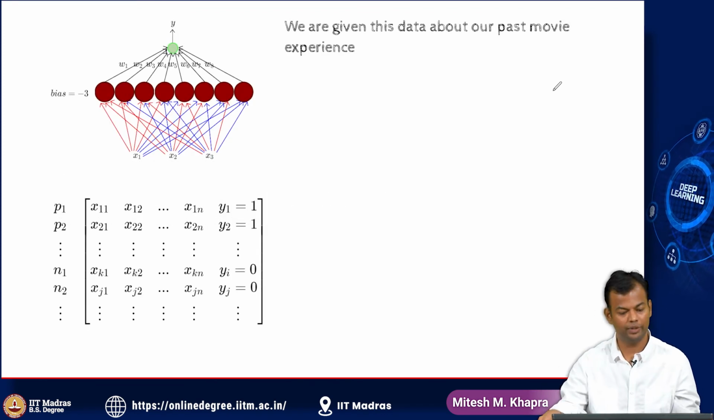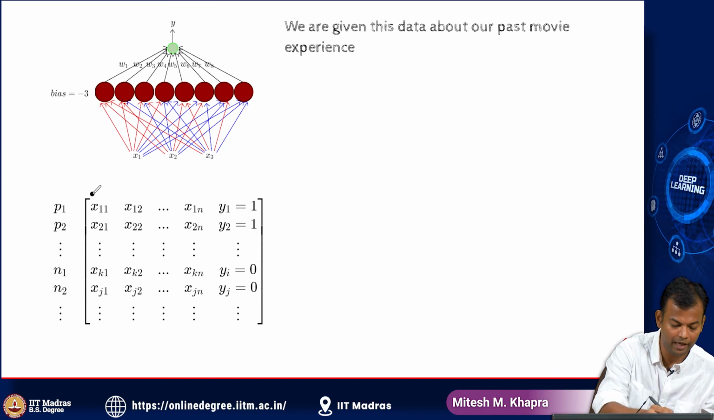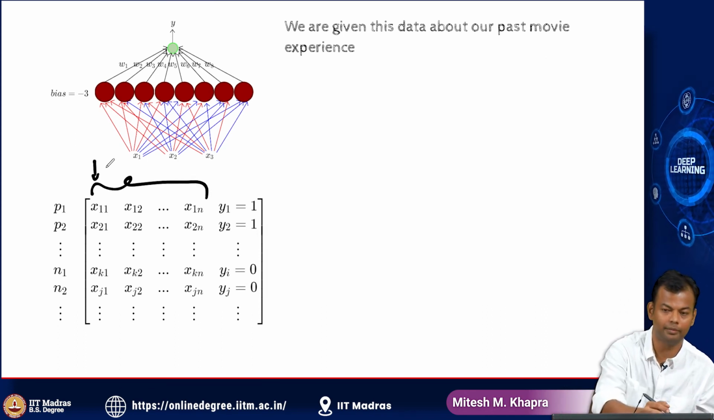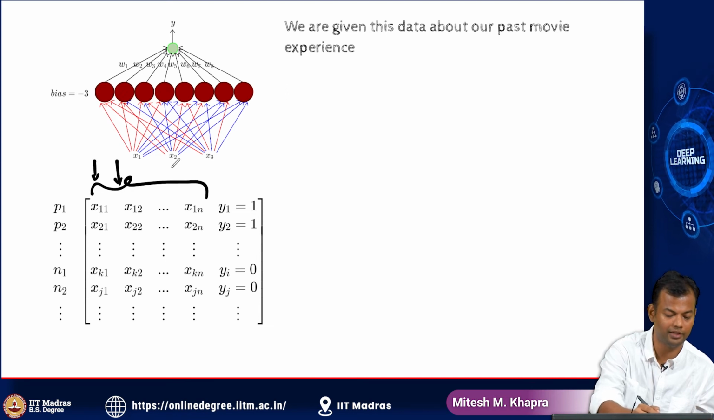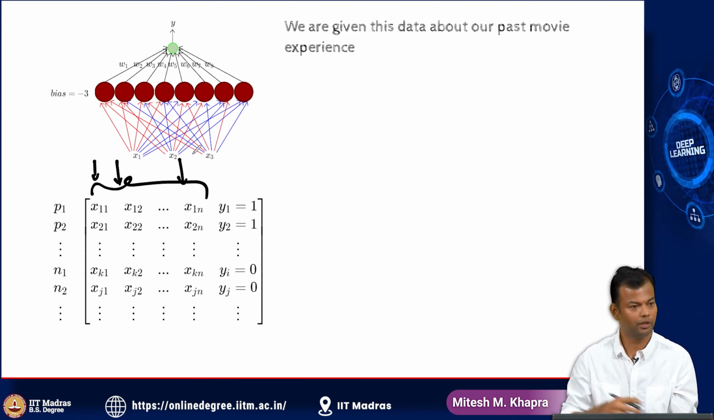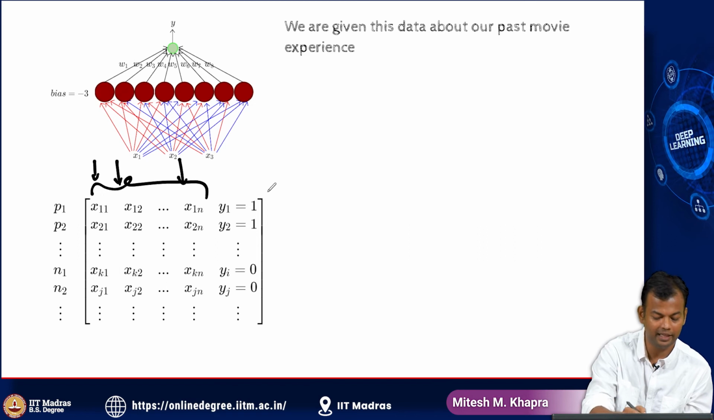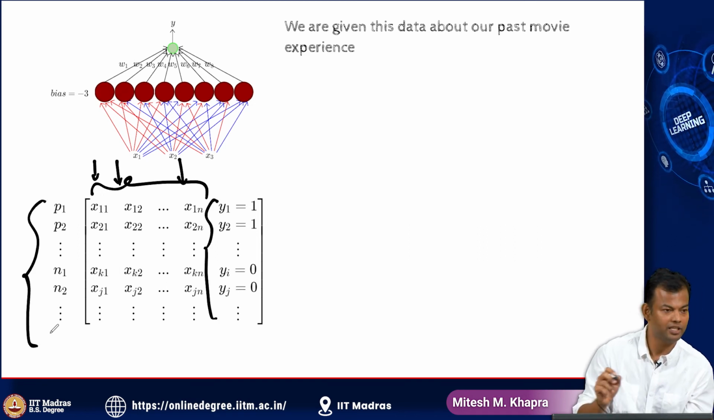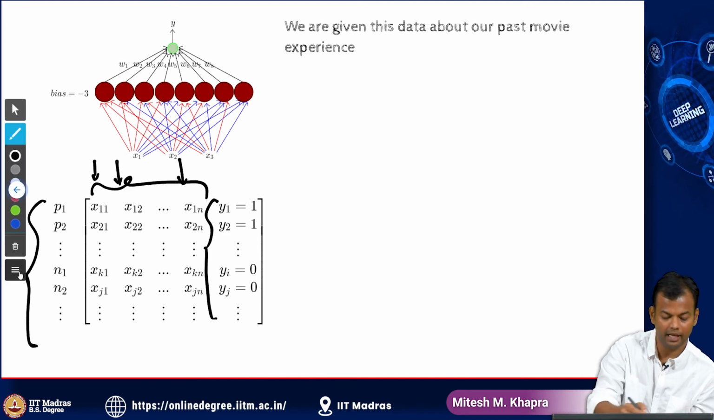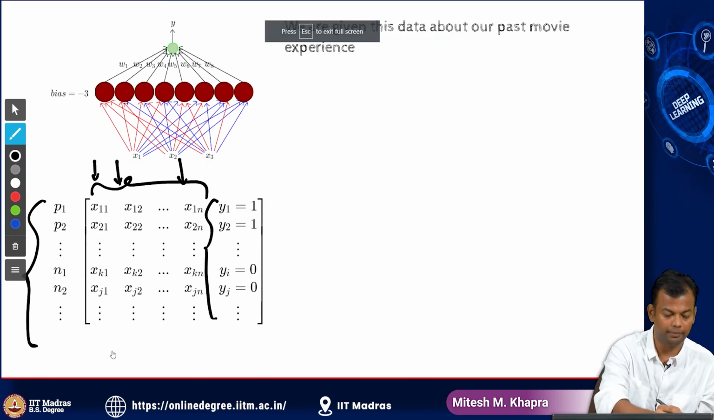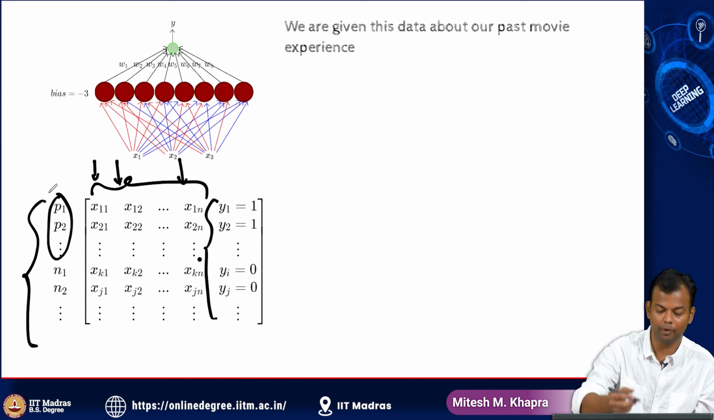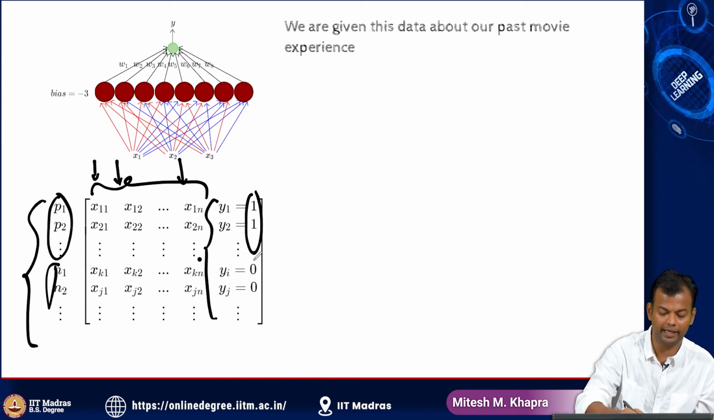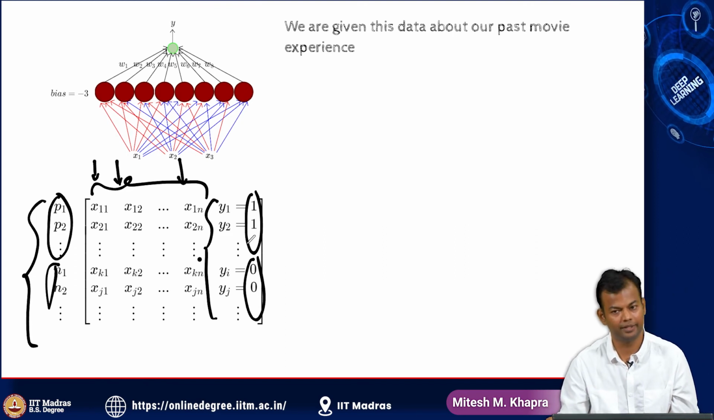This is how the example plays out. You have certain features: is the actor Matt Damon, is the genre thriller, is the director Christopher Nolan, and so on. All these factors, and these are the labels that you are giving, and these are all your past movie examples. There are some examples which I am calling the positive examples because their label was 1, and some examples which I am calling the negative examples, whose labels are 0.